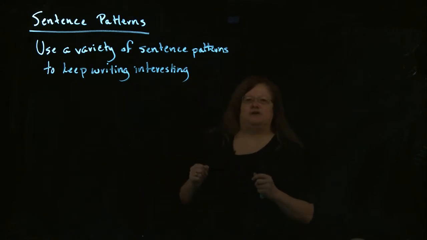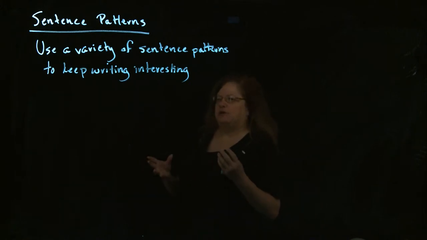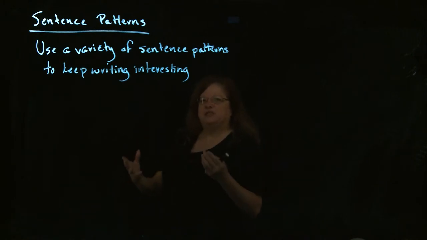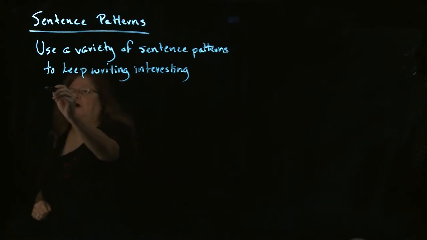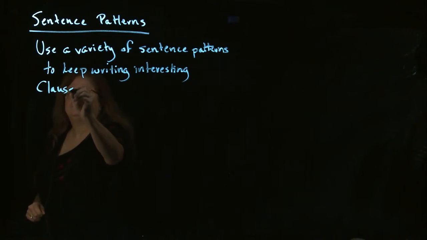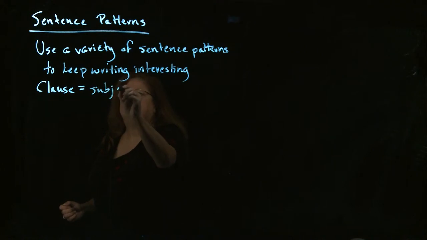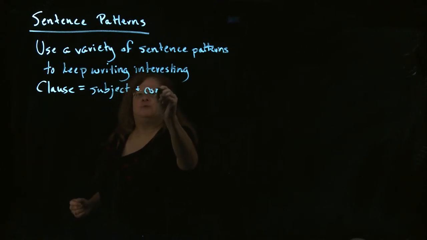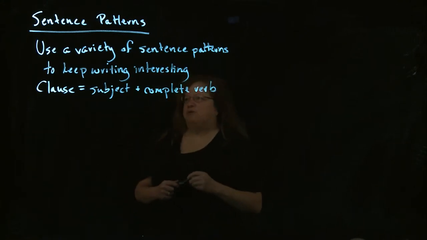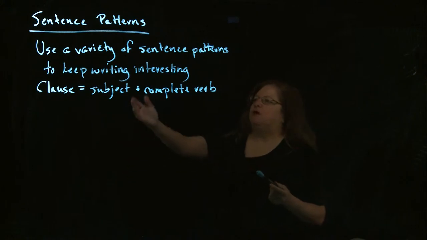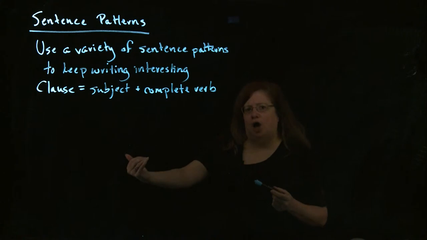So in order to vary the sentence patterns, we want to look and see what are the basic sentence patterns. And we'll start by looking at what's the basic building block of a sentence. It's something known as a clause. And a clause basically is something that has a subject and a complete verb. So back when we were looking at finding the subject and verb, what you were doing was looking for these two components that make up a clause.